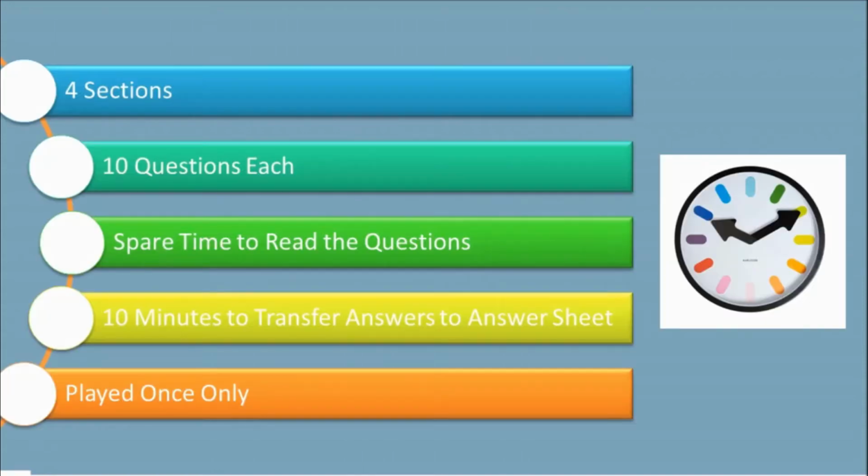IELTS Listening has 4 sections, each with 10 items or questions. Each item is worth 1 mark. The items are designed so that the answers appear in order in the listening passage. During the test, time is given for candidates to read the questions and write down and check their answers.